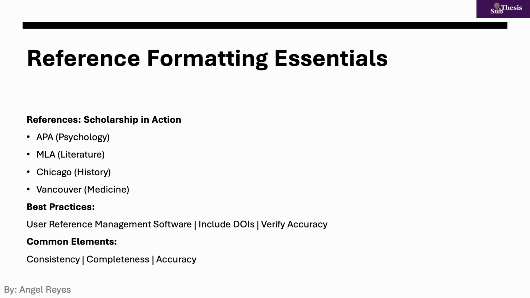consistency, completeness, and accuracy. Use reference management software, Zotero, Mendeley, EndNote. They're not perfect, but they prevent most errors. Still, always check their output. I once saw a paper where every journal name was italicized twice, creating bizarre formatting. Include DOIs whenever available. They're permanent links to sources.